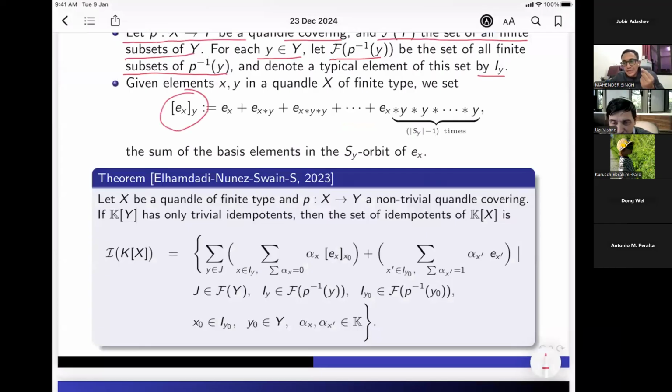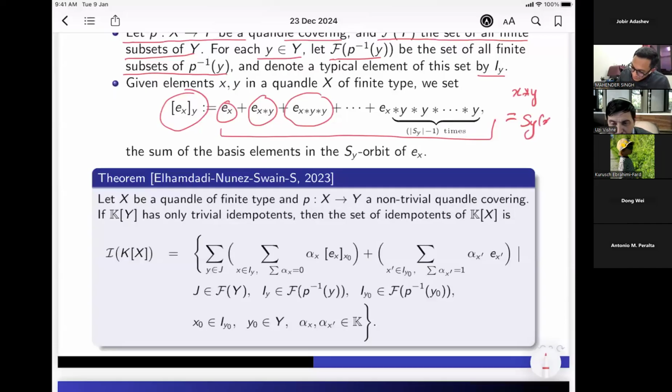Take a basis element e_x and take another element y of the same quandle. Then by this bracket e_y, I mean this expression. What is this expression? Let's look at it carefully. I'm taking the basis element e_x, and then the basis elements e_(x*y), e_(x*y*y), and so on, all the way to the order of the symmetry S_y, because x*y is nothing but S_y(x).